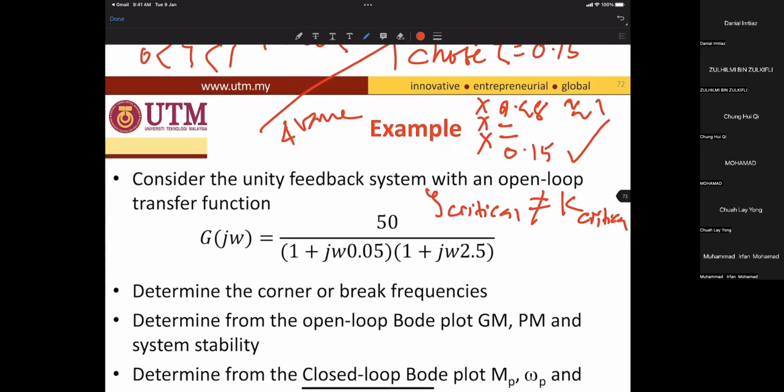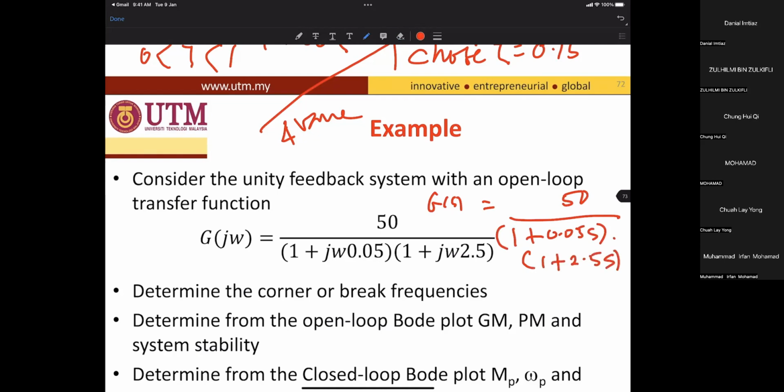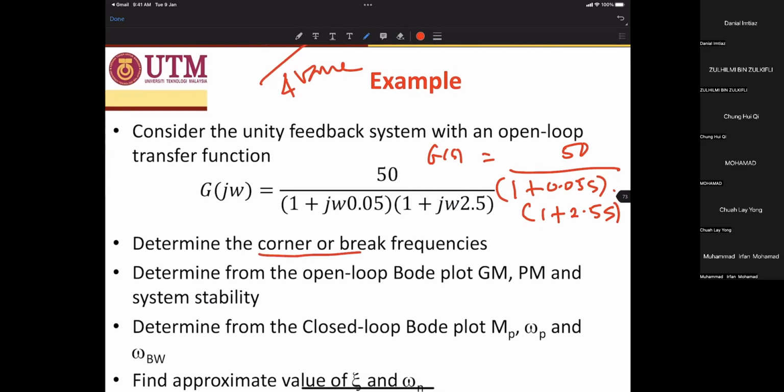So next one is this one. You have a G(s) equal to 50 over 1 plus 0.05s multiplied by 1 plus 2.5s. Question: what are the corner or break frequencies from the transfer function?